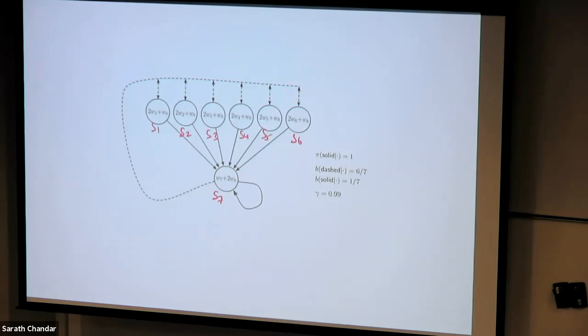Is that clear? Whenever you take a dashed action from any state, with equal probability, you go to one of these 6 states. Now the reward is 0 on all transitions, and gamma is 0.99. Is that clear? What happens when you take the dashed action? When you take a dashed action, with equal probability you go to any of the 6 states.